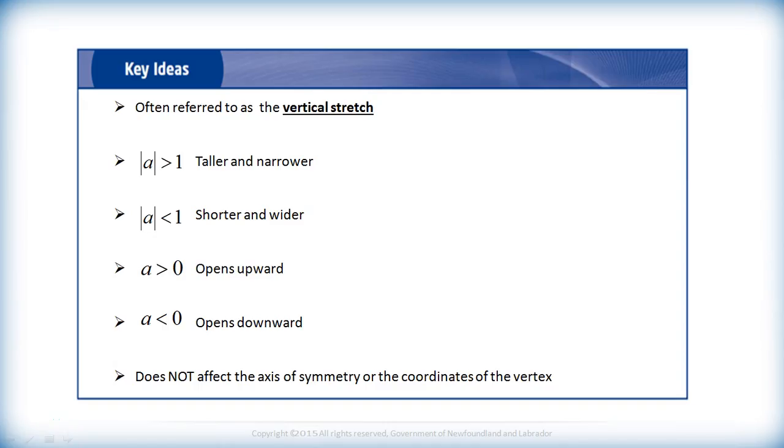Okay, so remember the things you got to keep in mind for our vertical stretch factor a. If it's bigger than 1, we're taller and narrower. If it's less than 1, we're shorter and wider. If it's positive, it opens upward. Negative opens downward, sorry, and it has no effect on the axis of symmetry or the coordinates of the vertex.